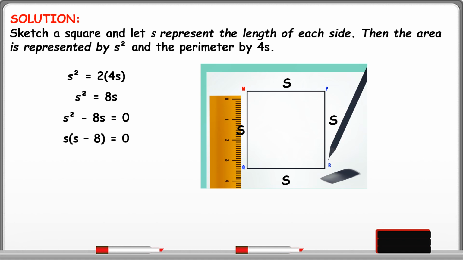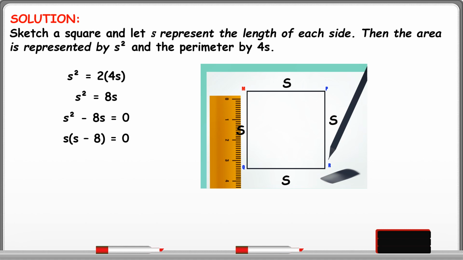And if we factor this, S squared minus 8S, the common factor of the two terms is S, right? So put the S outside the parenthesis, since it's their common factor. Then what's left inside is S minus 8.